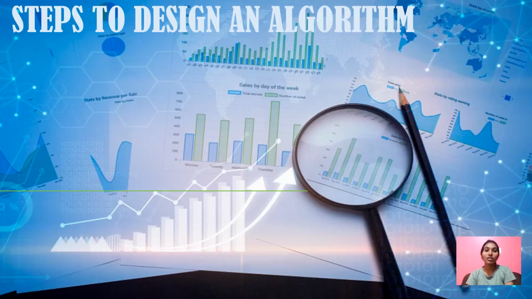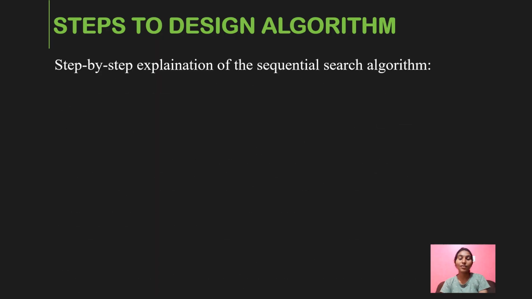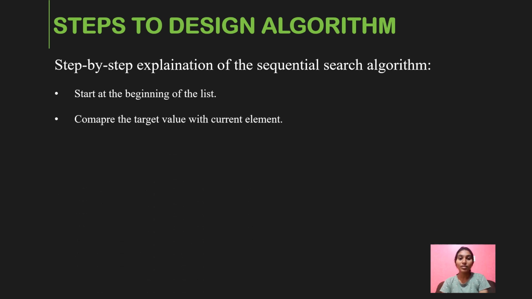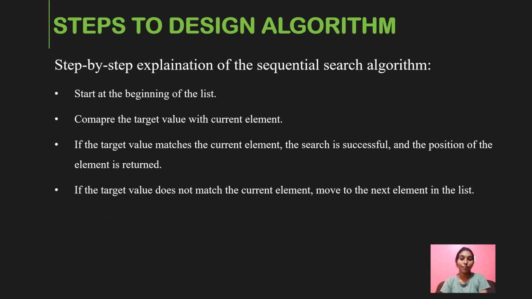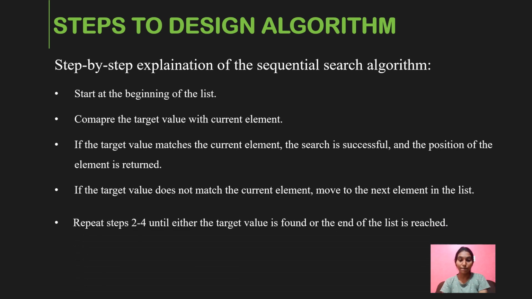Now let's see the steps to design an algorithm. The first one is to start at the beginning of the list. Compare the target value with the current element. If the target value matches the current element, the search is successful and the position of the element is returned. If the target value does not match the current element, move to the next element in the list.